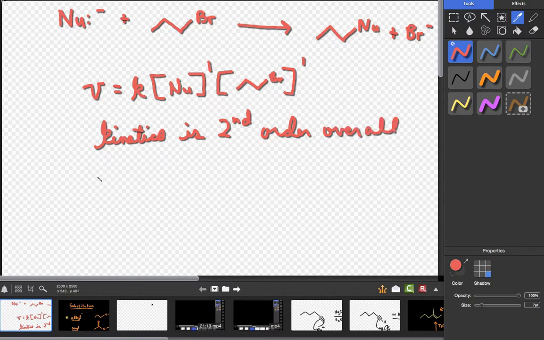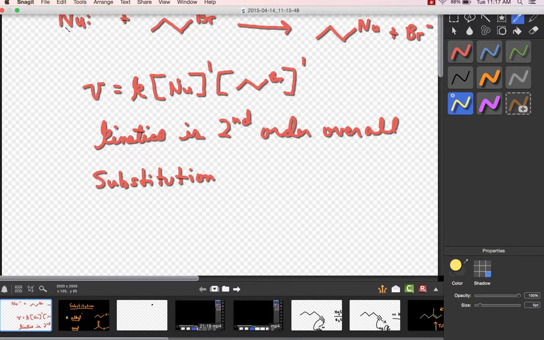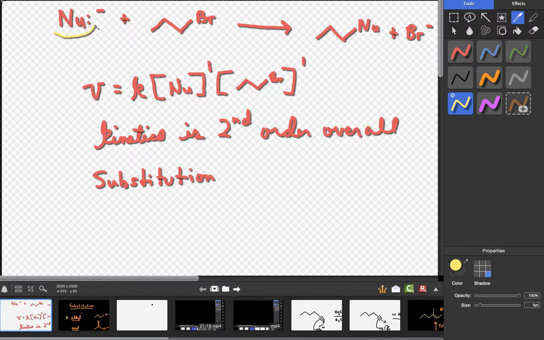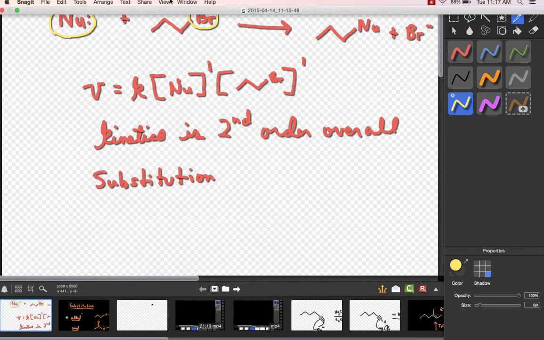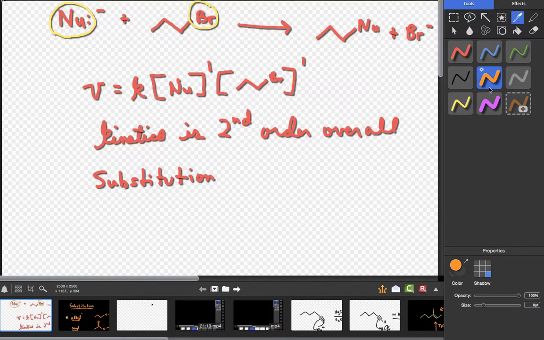SN2 stands for substitution, literally one atom or functional group is replacing another in the molecule. So the nucleophile is swapping positions with the bromine. The N is for nucleophilic.